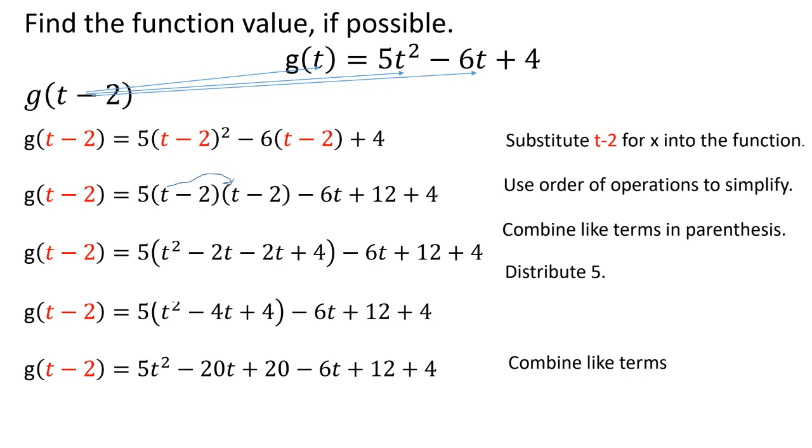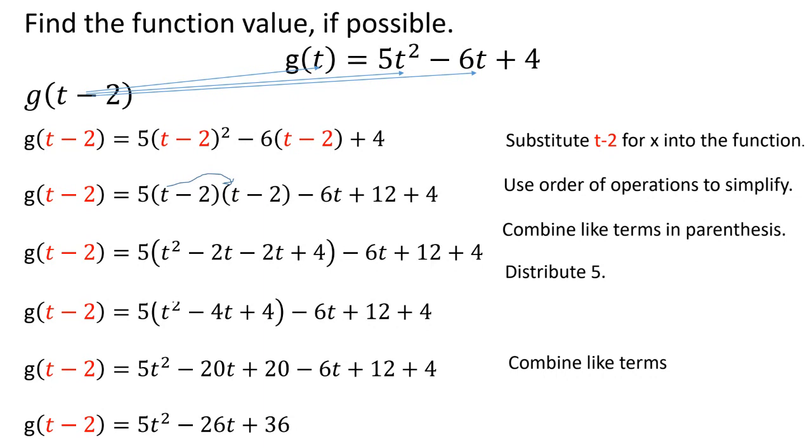So now it's just combining all of our like terms. And when we do that, again, there is no other term that has a t squared, so the 5t squared stays by itself. We have a negative 20t and a negative 6t. So these are like terms, so we're going to add them together. So minus 20 minus 6 gives me a minus 26t.